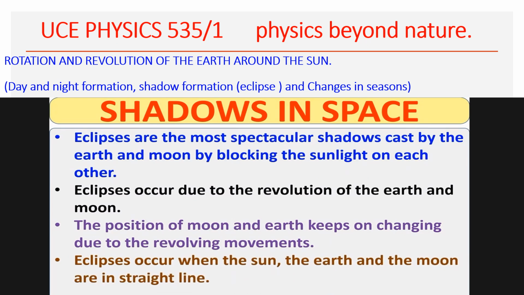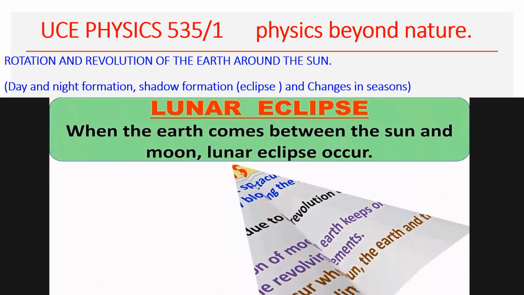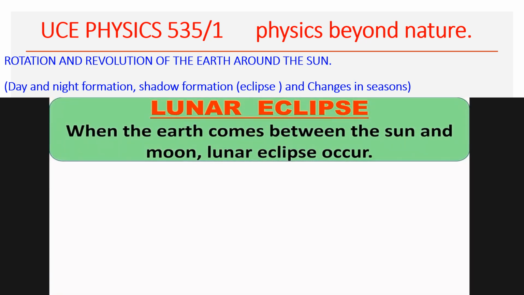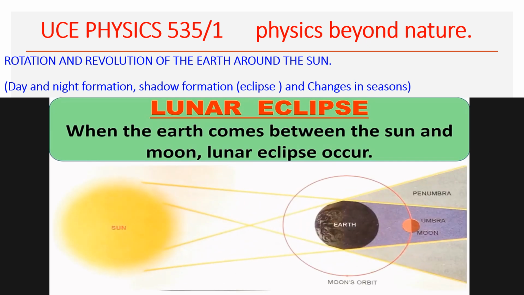So when those elements appear in a straight line, an eclipse occurs. The first one is lunar eclipse. When the Earth comes between the Sun and the Moon, a lunar eclipse occurs. That's very true. Lunar eclipse, that is when the Earth comes between the Sun and the Moon. The Moon is always at a fixed point.